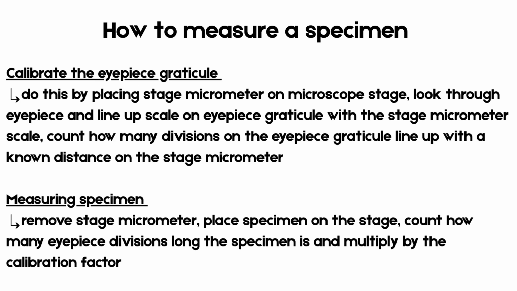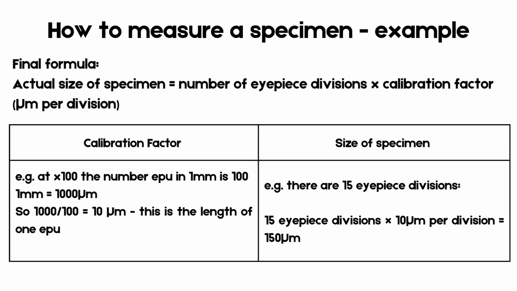So how do we calibrate the eyepiece graticule? First, place the stage micrometer on the stage and line up its scale with the eyepiece graticule. Then, count how many graticule divisions fit into a known length on the micrometer. This gives you your calibration factor. Once you've got that, remove the micrometer. Place your specimen on the stage, count how many graticule divisions it covers, and multiply by your calibration factor to calculate its actual size. Let's look at an example.